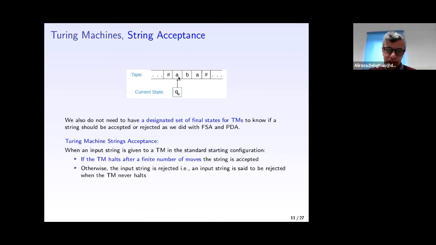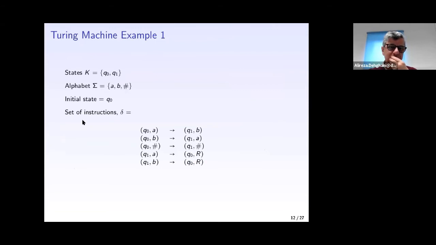If you have a specific string and it is halted after a finite number of moves, then that means the string is accepted. While previously we used to say you accept the string if you finish the whole string and at that time you are in the final state. But here we don't have it. If after a finite number of moves you are stopped, halted, then the string is accepted. Otherwise, the input string is rejected. That means an input string is said to be rejected if the Turing machine never halts, right? So let's go back to example one. I have a machine with these two states.